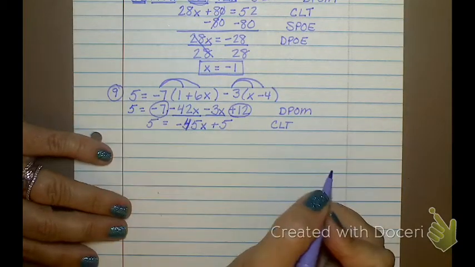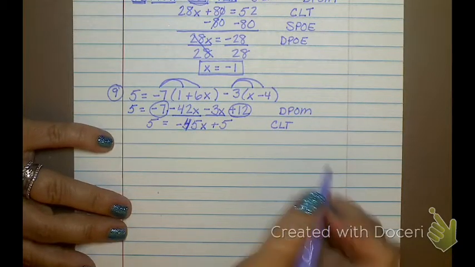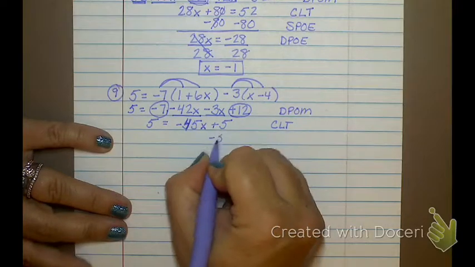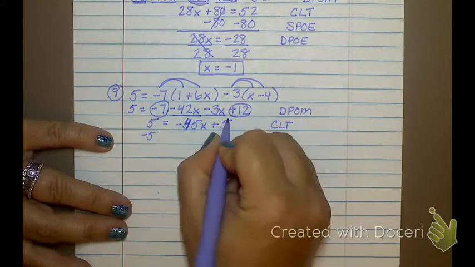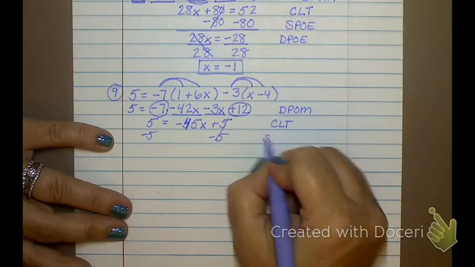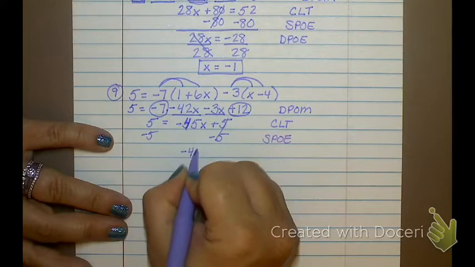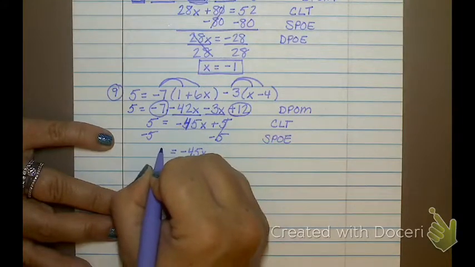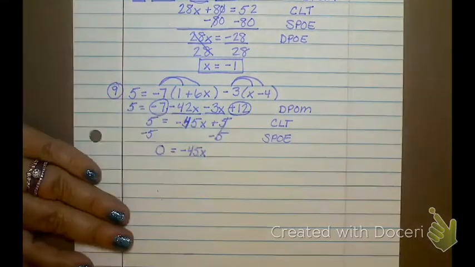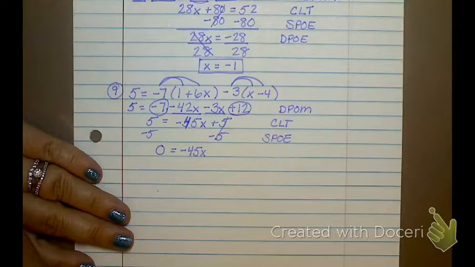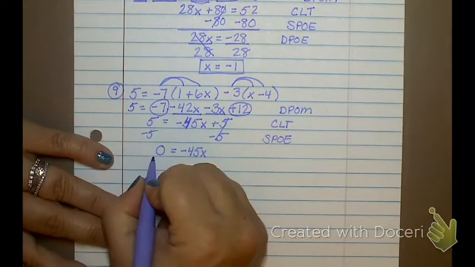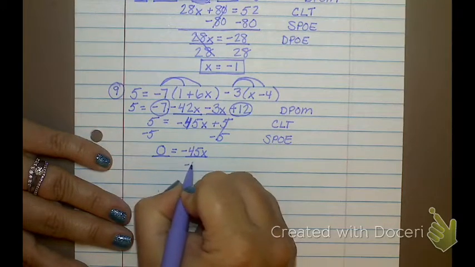All right, now what? Now we're to the easy part. Subtract 5. So this was my SPO. So I have negative 45x equals 0, right? Now this is where people freak out because they're like, oh crap, there's a 0. What do I do? 0 is a number, just like 1 is a number, just like 10 is a number, just like 5 is a number. I can take 0 and I can still divide by negative 45.